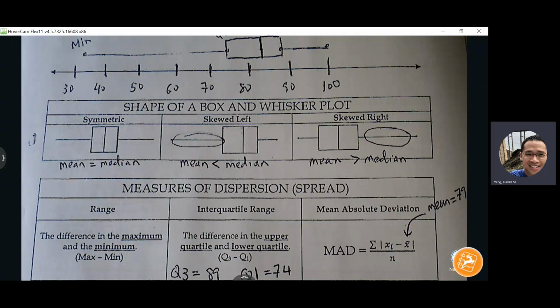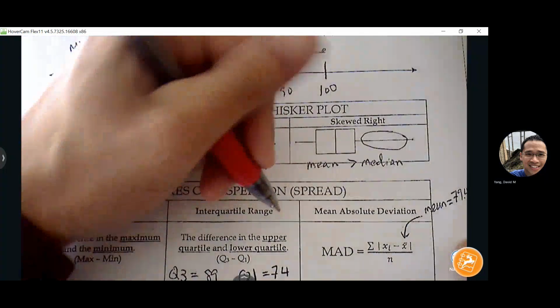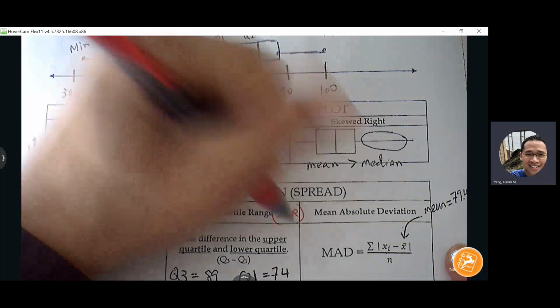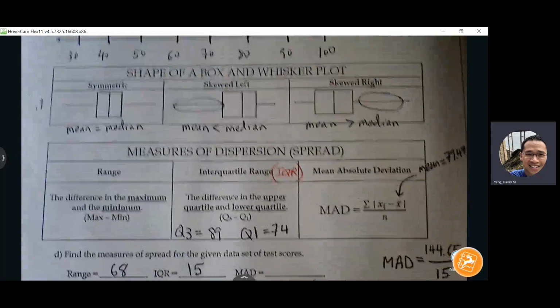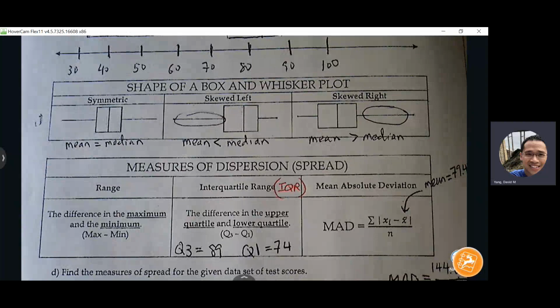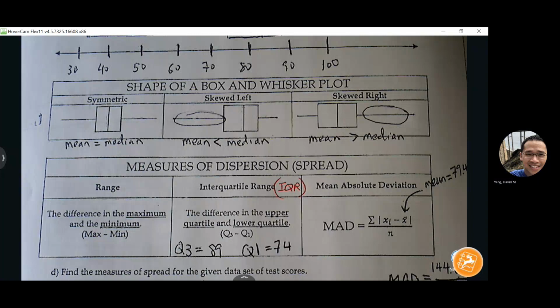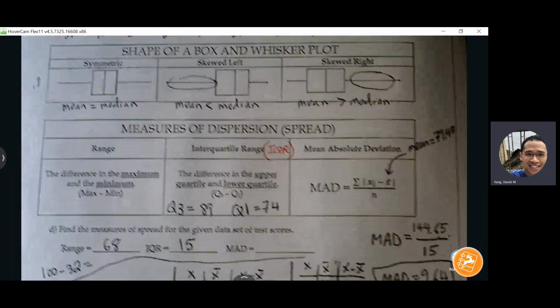Interquartile range, we also represent this as IQR. This is the difference between your Q1 and your Q3. So it kind of tells you the difference between the centers, like the major portions of your data. So in this case, my Q3 is 89, my Q1 is 74. My IQR is just 89 minus 74, which is 15.